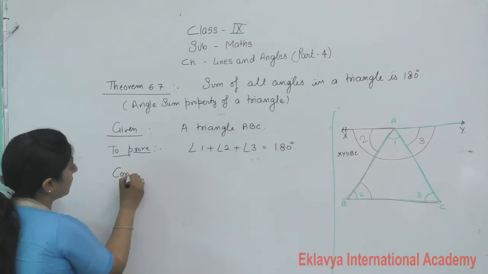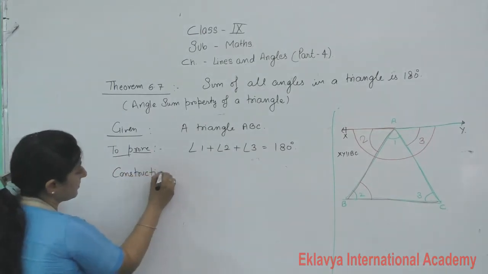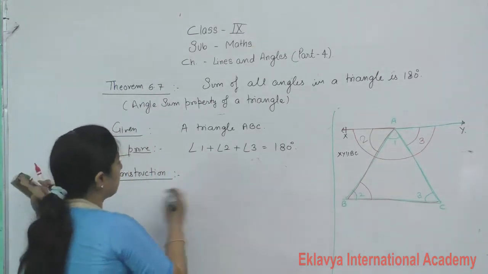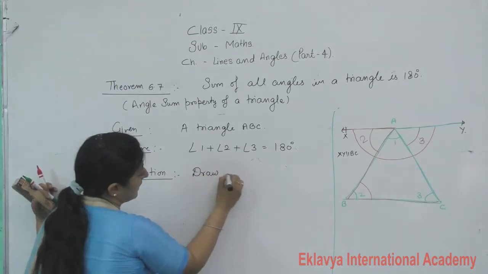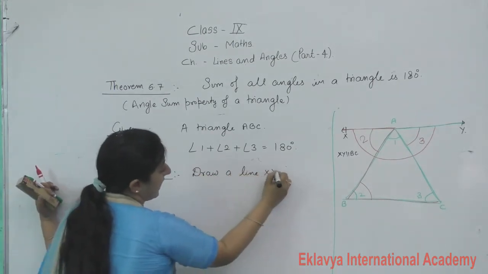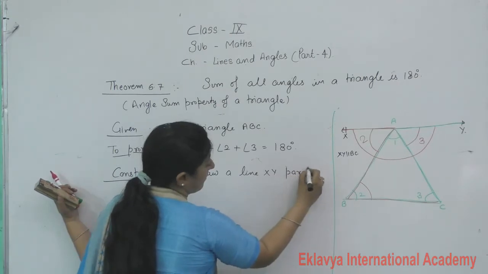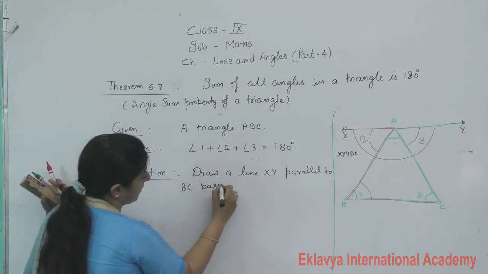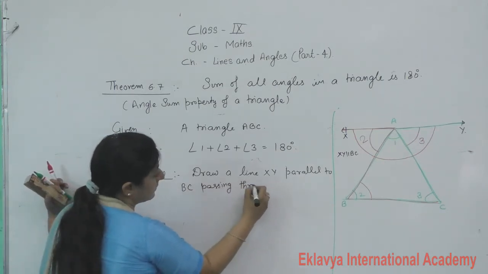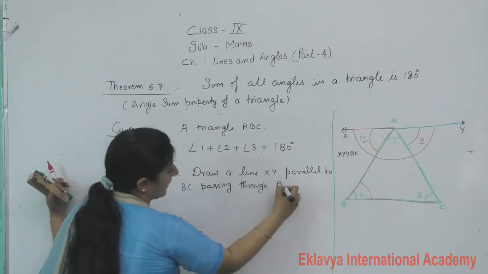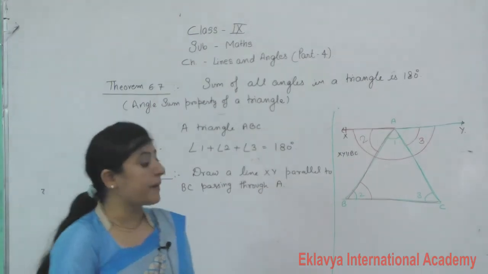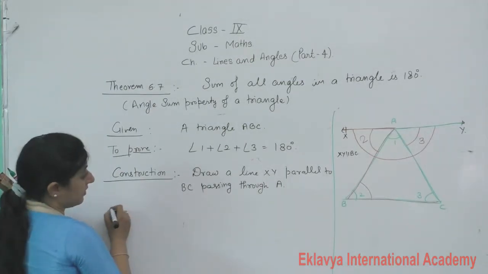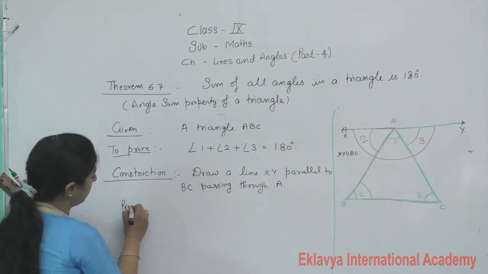Before proof we have to do construction. What construction do we do here? Draw a line XY parallel to BC passing through A. Now see, now we start our proof.